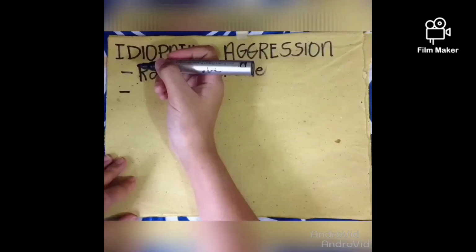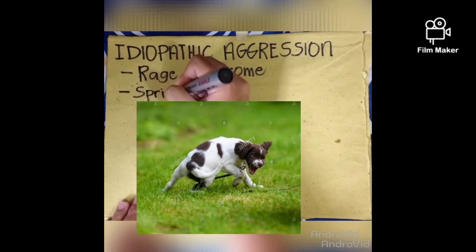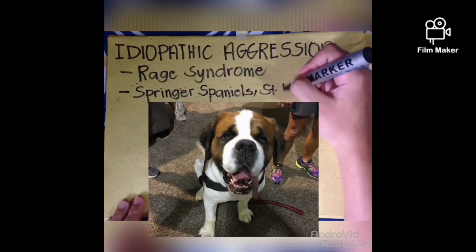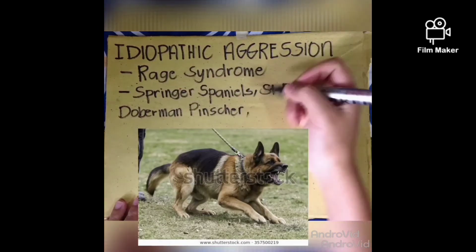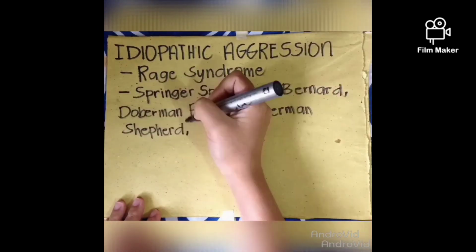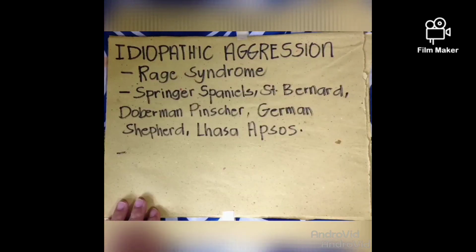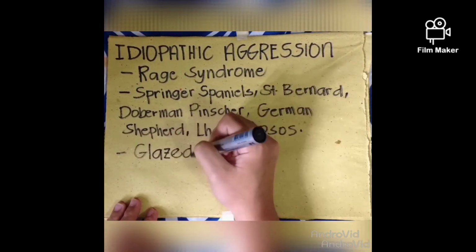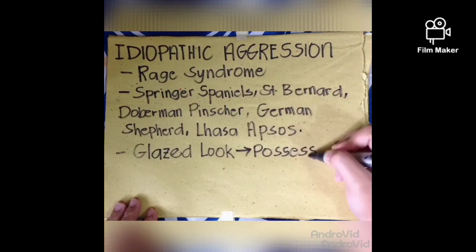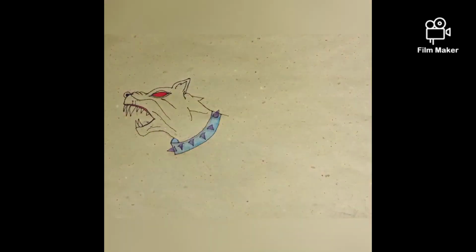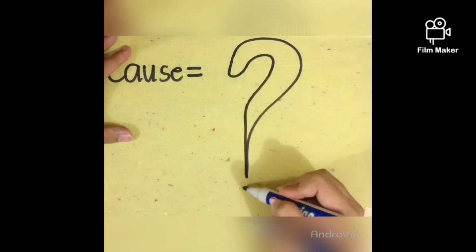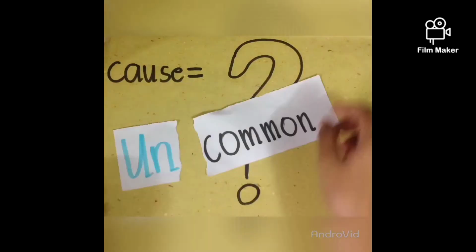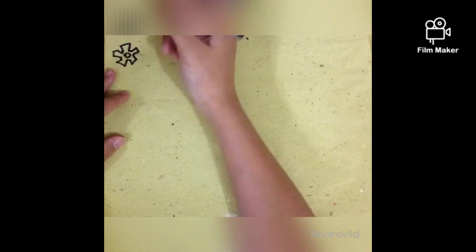Breeds that are prone to this behavior include Springer Spaniels, Saint Bernards, Doberman Pinschers, German Shepherds, and Lhasa Apsos. Prior to an outburst, the animal will have a glazed look in their eyes, like they are possessed. The cause of this disease is still unknown because this is particularly uncommon.